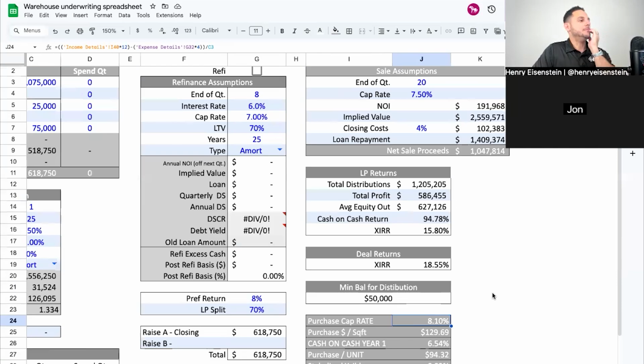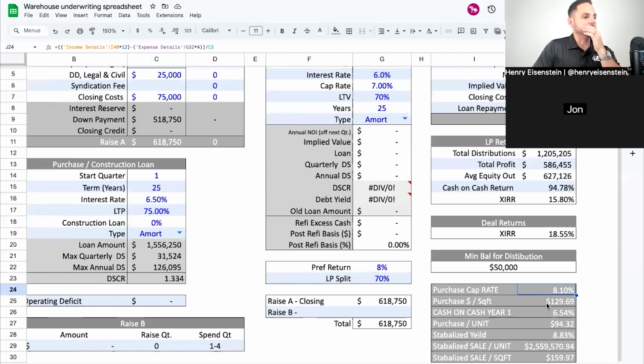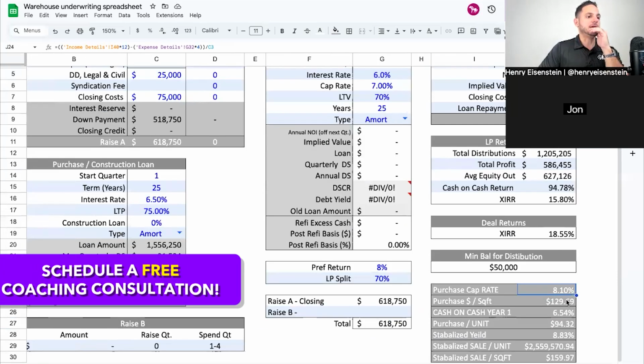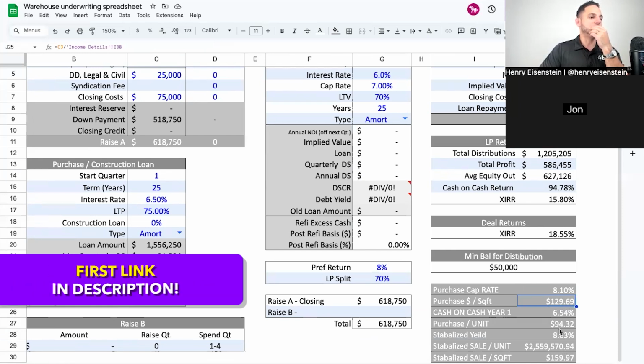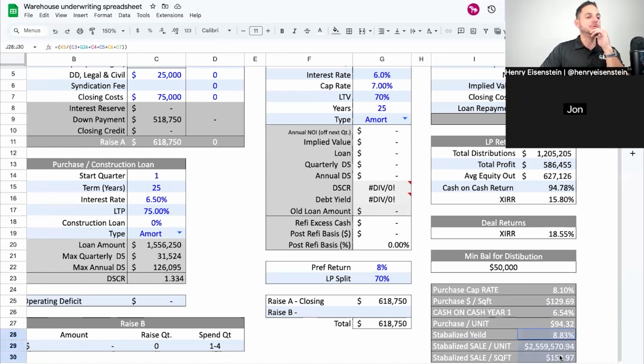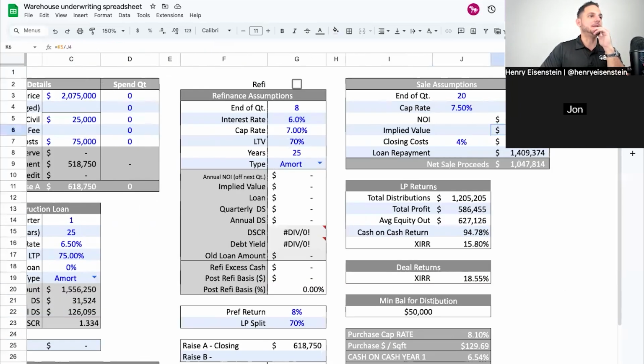So let me give you an example. This deal here, just pay attention to these two numbers. An 8% cap rate, 130 per square foot, because what it's going to show you when you see stabilized yield or stabilized sale or stabilized per square foot is what it's going to be worth once I'm done with it. It is saying my implied market value in 20 quarters, or 5 years, at a resale value of a 7.5 cap. I'm going to sell this building at a $2.5 million value.